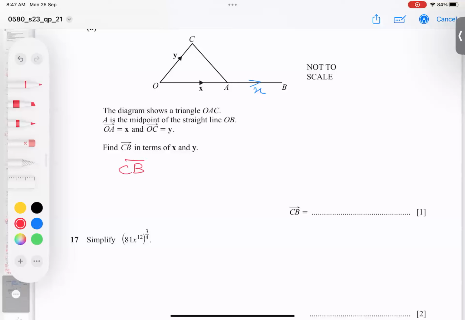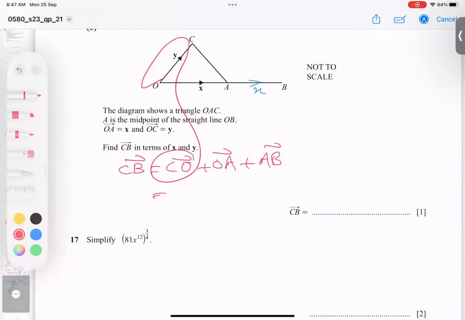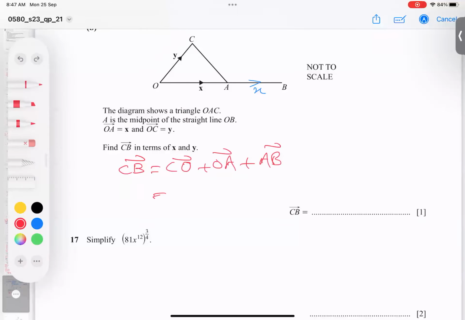CB vector is actually equal to C to O, O to A, A to B. So this path is best. C to O to A, and A to B. And what is C to O? C to O, I'm coming backward. Going up, it is Y. And coming downwards, it is negative Y. So I'm writing here negative Y. And this is X, also X. Both are X plus X. And finally, I get 2X minus Y. This is my final answer.